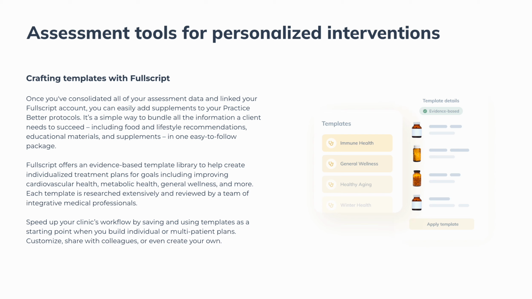You can easily search for supplements by name, brand, or type right in Practice Better, and that search will automatically show you what's in stock, what's backordered, or what's unavailable. That way you're not making a recommendation of something that's not in stock. And you can even compare different supplements right inside Practice Better to help make the best decision for your specific client case.